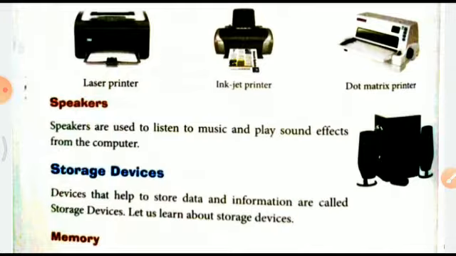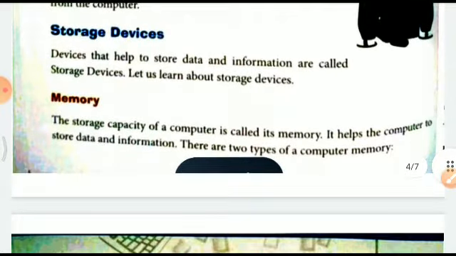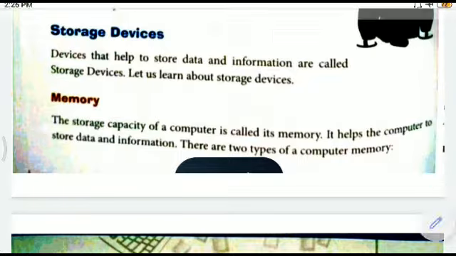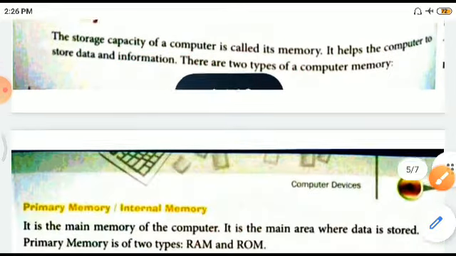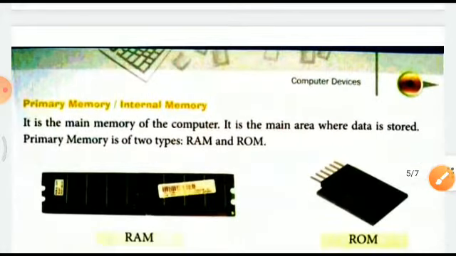Then we have storage devices. Storage devices help to store data and information. Now we have memory. The storage capacity of a computer is called memory. Please remember this definition. The storage capacity of a computer is called its memory. Right. Then the memory is of the following types.